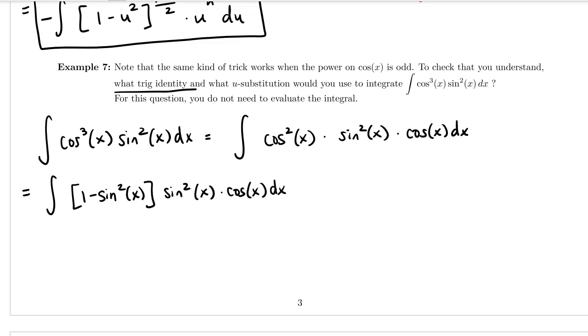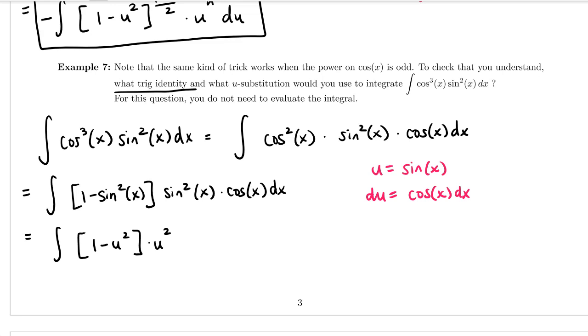And then from here, we can start to use our u substitution. So we're going to make u equal to sine of x, and then du is going to equal cosine of x dx. So we get this is equal to 1 minus u squared times u squared, and then the last part gets replaced with du. So there is our final answer for this one.